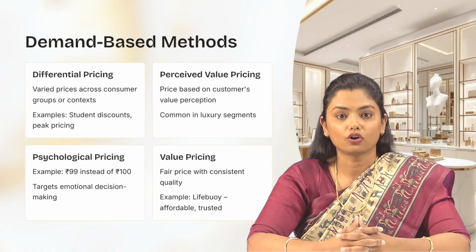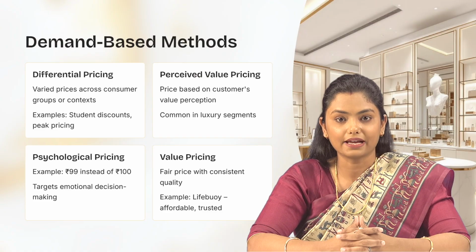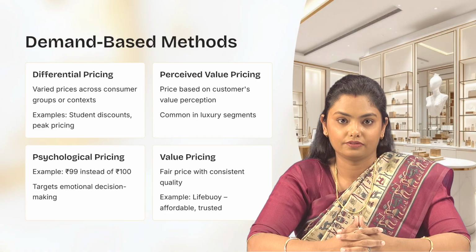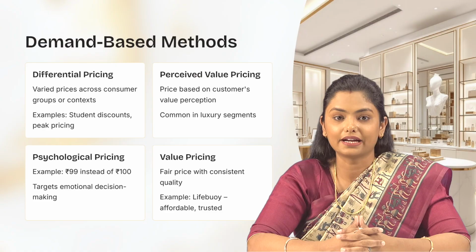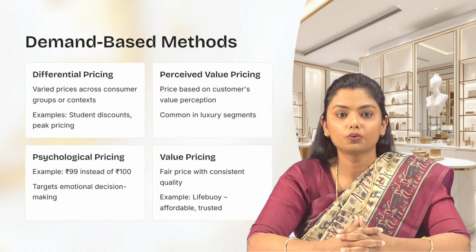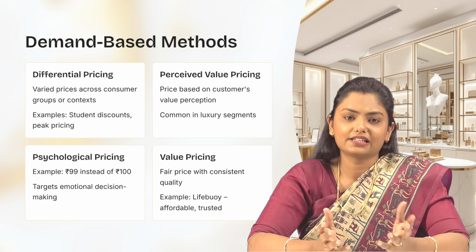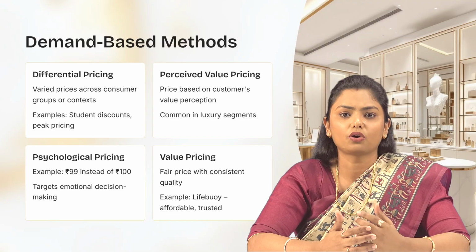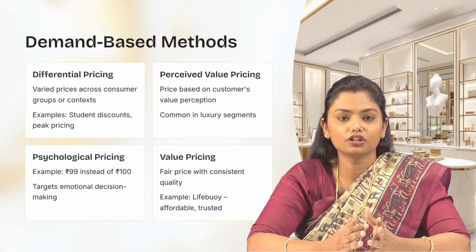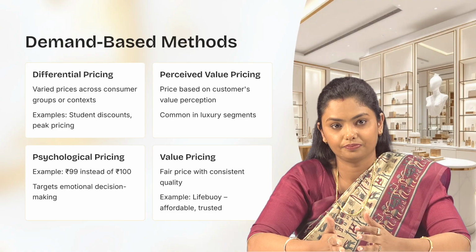Next one is psychological pricing. Psychological pricing uses consumer psychology to make a price seem more attractive. The classical example is pricing an item at rupees 99 instead of 100 to create the perception of a bargain. Let's take an example of a toothpaste brand like Colgate, which prices its product at rupees 99 instead of rupees 100 to make it look like a better deal.